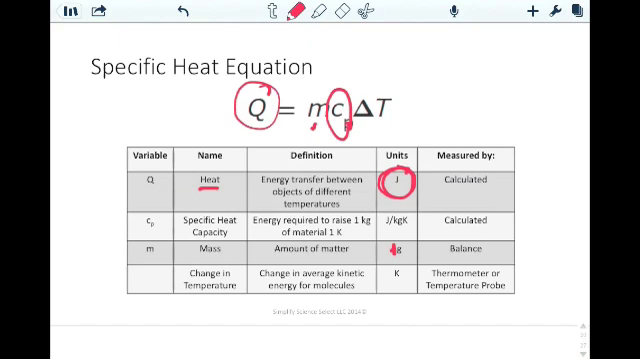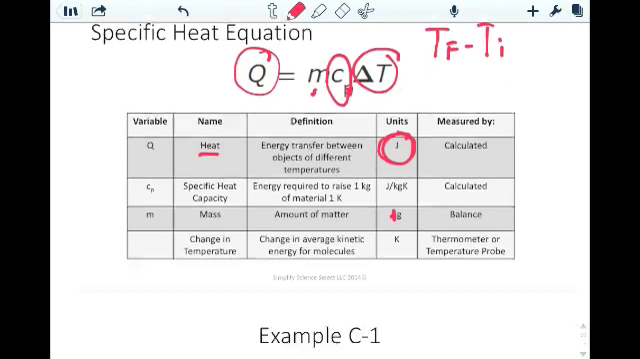And then we have the delta T. And I'll expand on that a little bit. Delta means change in, so temperature final minus temperature initial. That is what delta T means. And it's the change in temperature.